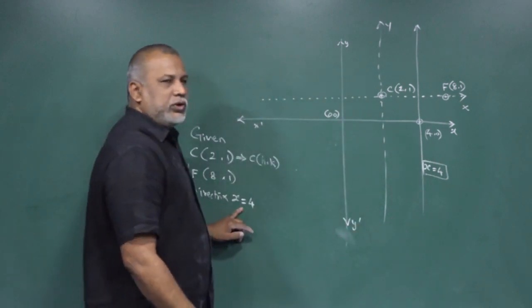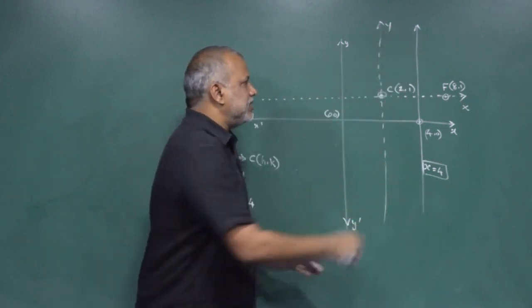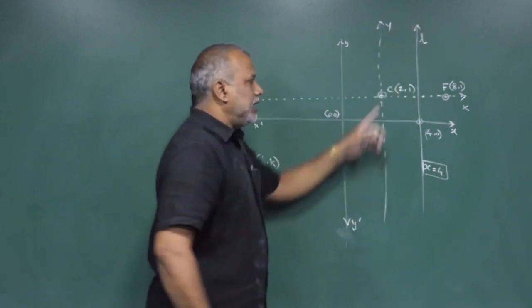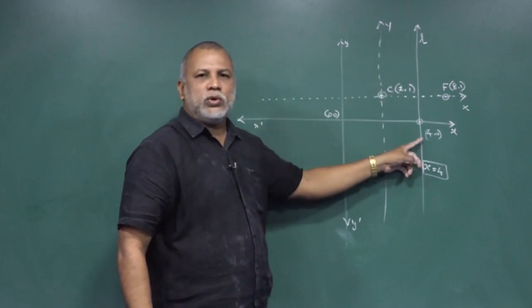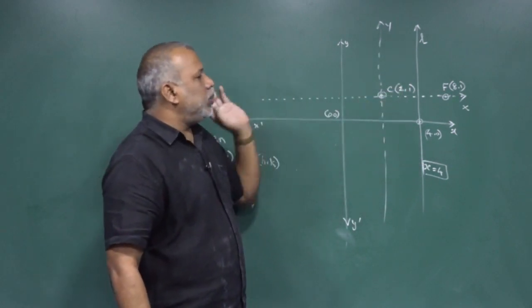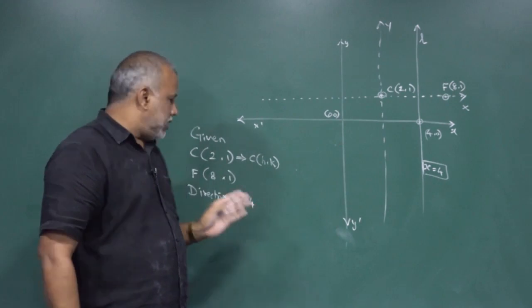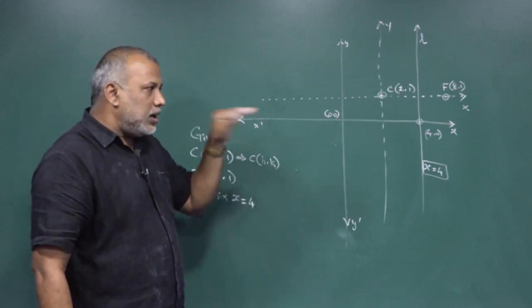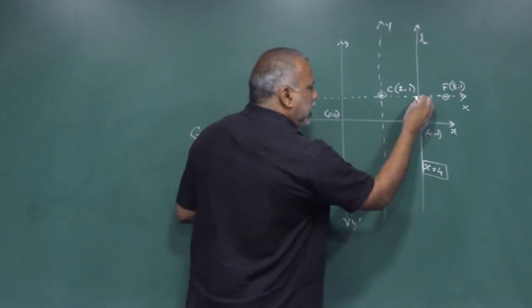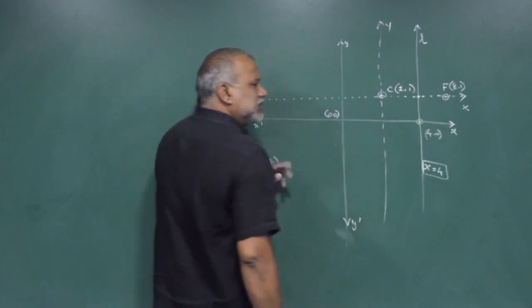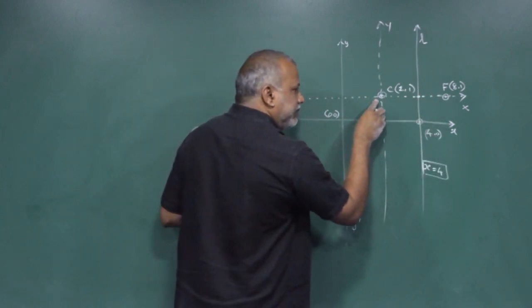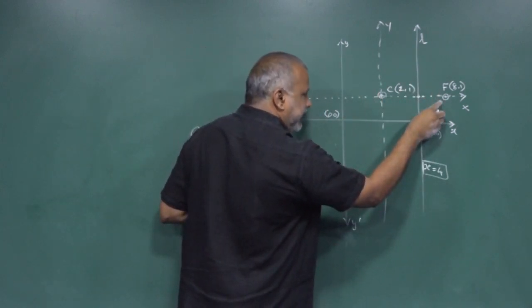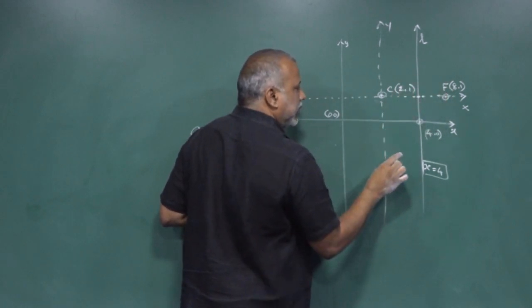So x equal to 4 means it is a straight line. We can say directrix L. It is a straight line passing through the point (4, 0), parallel to the y-axis. Its equation is the equation of the directrix. Now listen, it is only one idea. See here, C is the center, and F is one of the foci.